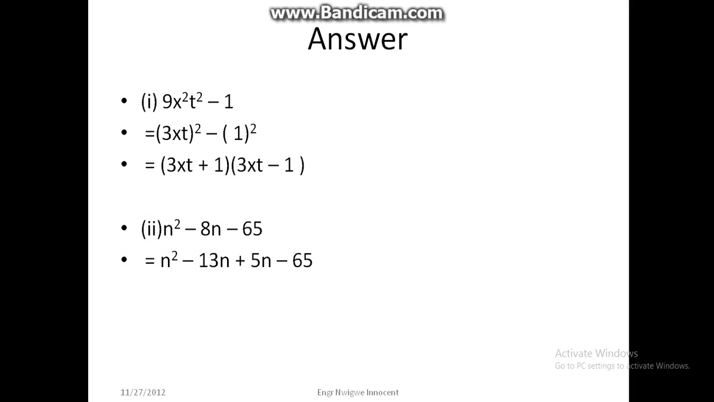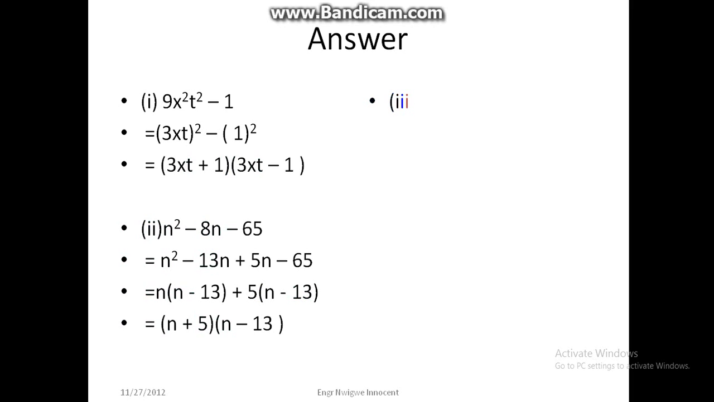Therefore, we now collect the common figures and put the remaining inside the brackets. We now have n bracket n minus 13, plus 5 is common. Then we leave the others inside the bracket. We now have n minus 13. Therefore, the factorization there becomes n plus 5 bracket n minus 13. You notice that the n minus 13 in the brackets are the same.